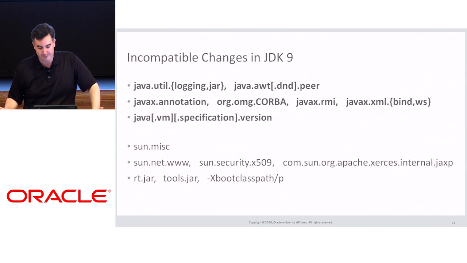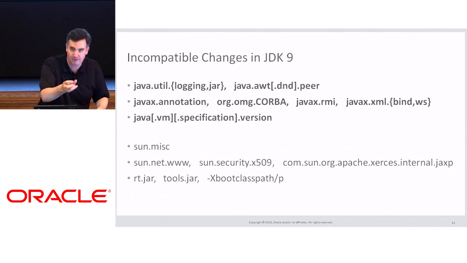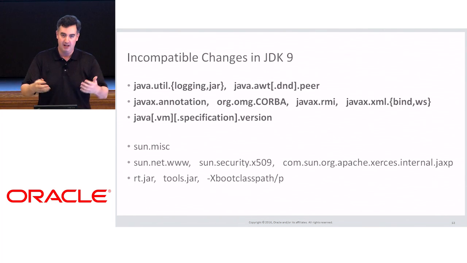Third, the version strings reported by system properties have changed. Code that looks for 1 dot at the beginning of the string will fail on JDK 9. That's not a module system feature, but I bring it up because you get system properties through a Java SE API, and it's a very, very visible thing.